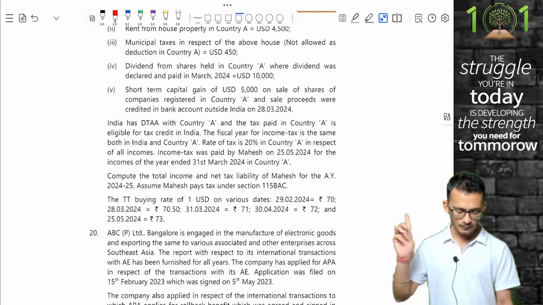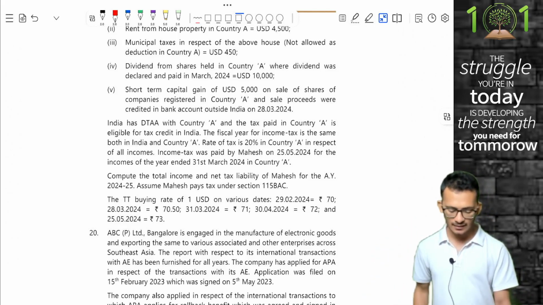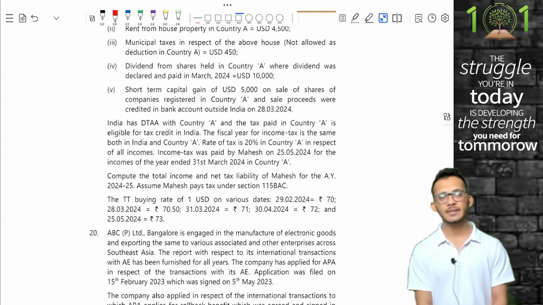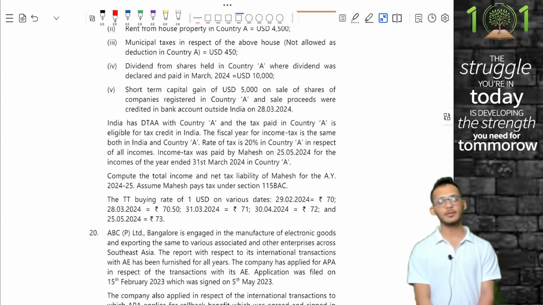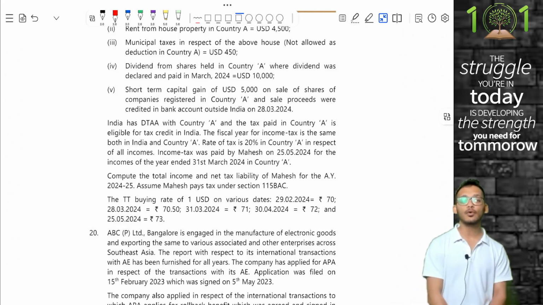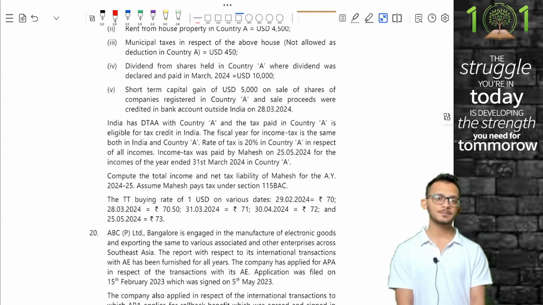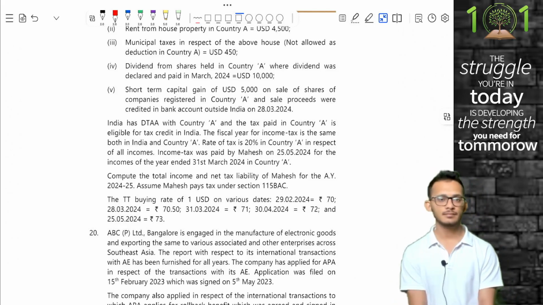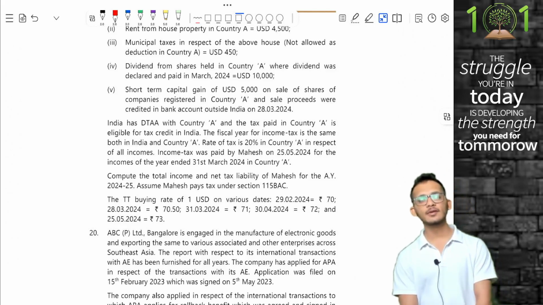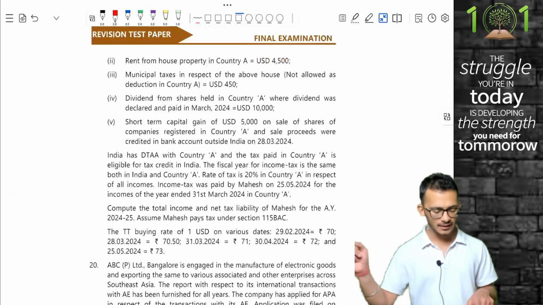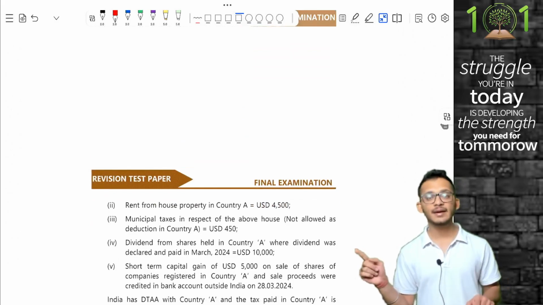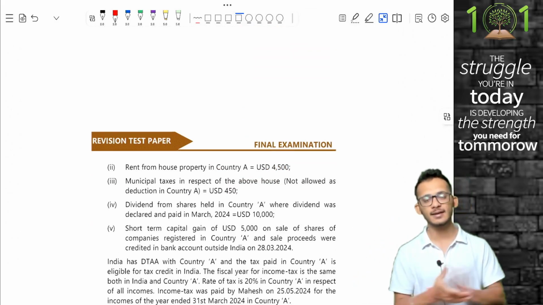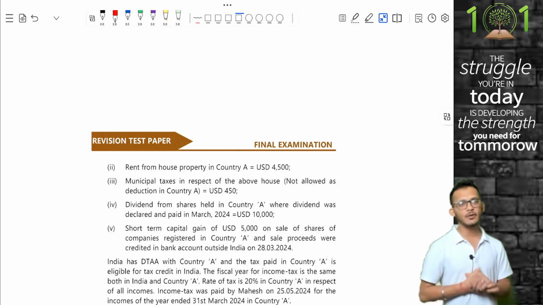Notice the line, read it very carefully. It says, India has a DTAA with country A, and the tax paid in country A is eligible for tax credit in India, which means when it comes to these kinds of provisions, you have to claim the whole of the tax credit. Now it is not about the rate of tax, it is about the number. You will take all your doubly taxed incomes, whatever the incomes which are given on the top, to the extent they are doubly taxed, and on that you will multiply 20%. That number will straightaway be given as a credit to you.